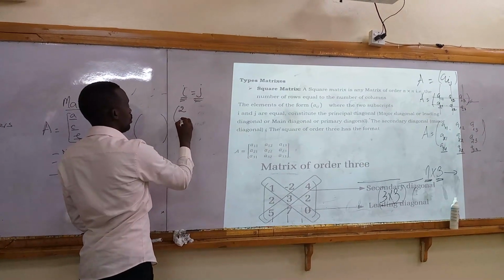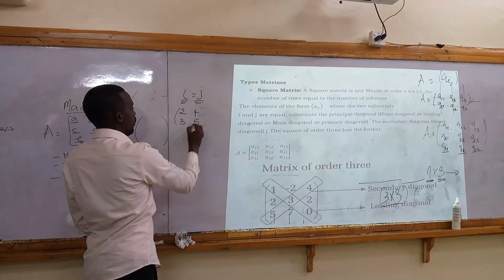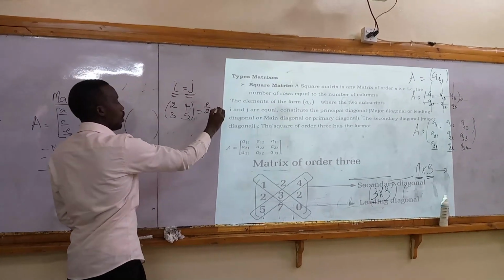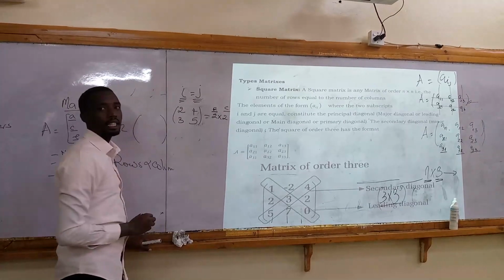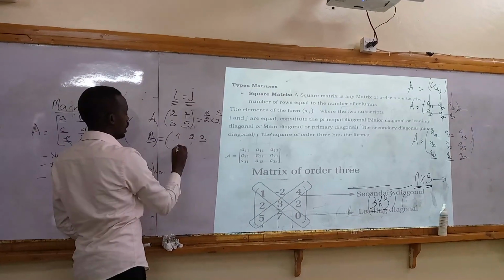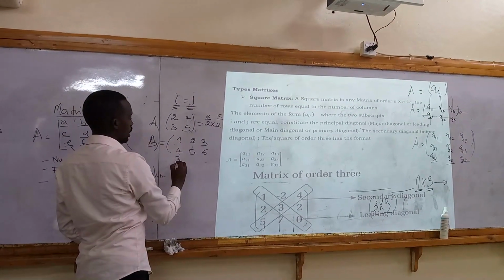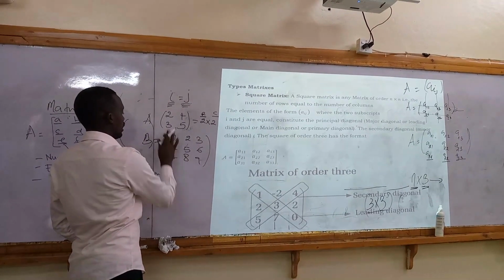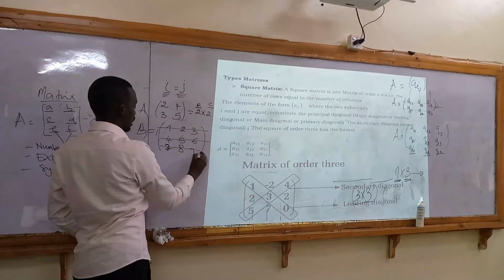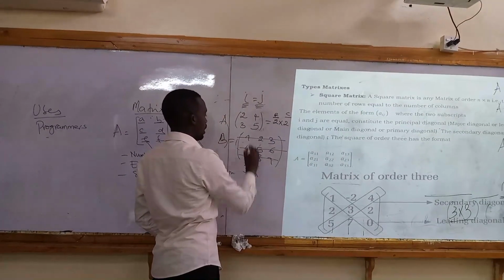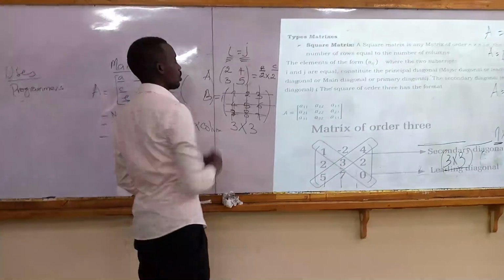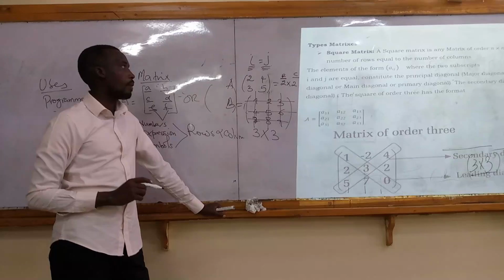So when we have 2, 3, 4, 5, this one is a 2 by 2 matrix. We have 2 rows and 2 columns. That is a square matrix. When we also have B as 1, 2, 3, 4, 5, 6, 7, 8, 9, this is also another matrix. This is the first row, the second, the third. It has 3 rows. It is a 3 by 3 matrix. This one also is called a square matrix.